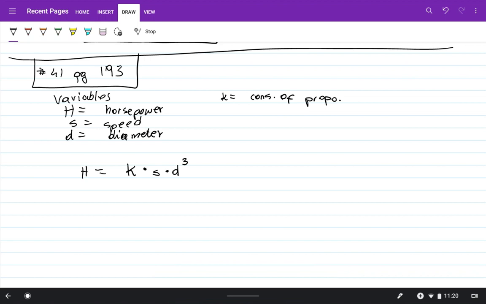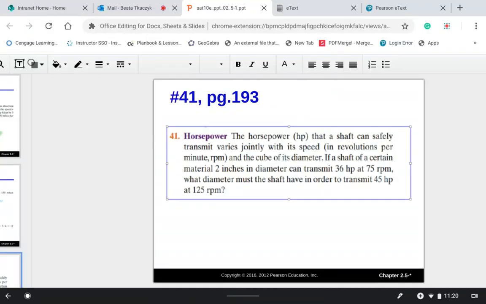So this is the formula which we're going to use. Don't forget that we need to find K. So go back to the problem now. Let's see. So we know if a shaft of a certain material, 2 inches in diameter, so D is equal to 2 inches, can transmit 36 horsepower. We know horsepower, it's 36, at 75 revolutions per minute. So 75 revolutions per minute, that's the speed.